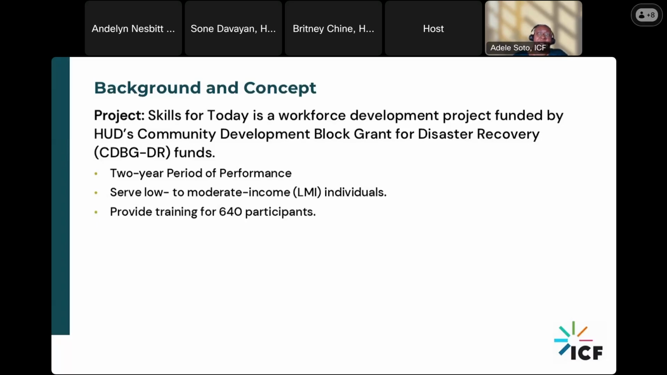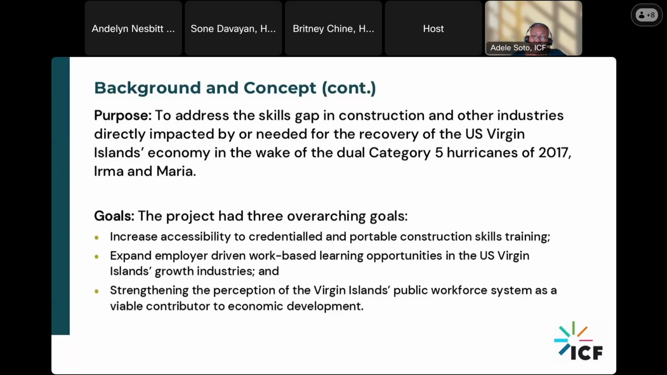Skills for Today had 3 overarching goals: to increase accessibility to credentialed and portable construction skills training, to expand employer-driven work-based learning opportunities in the U.S. Virgin Islands, and to strengthen the perception of the Virgin Islands public workforce system as a viable contributor to economic development. All of that speaks to partnerships. Next slide. The strategy was twofold.